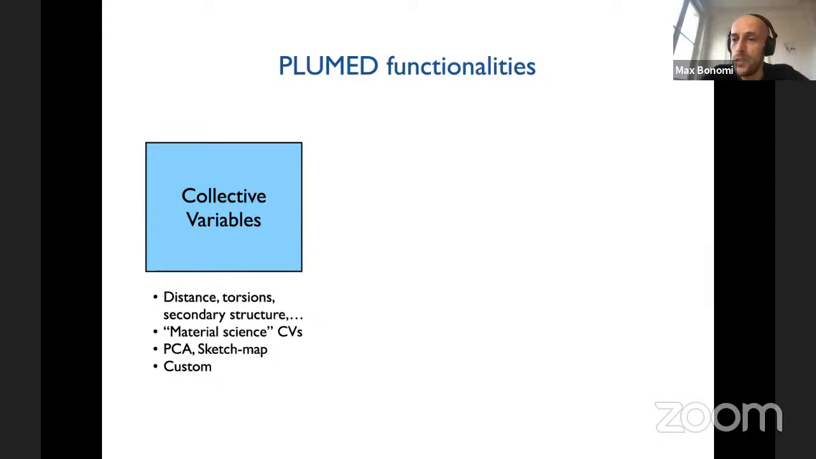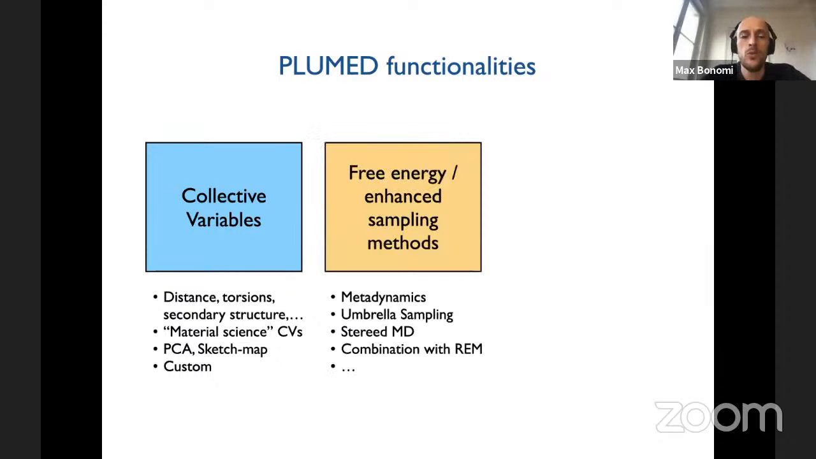And so the basic functionality is to calculate on the fly, during a molecular dynamics simulation, these variables, and to use them to accelerate the sampling in combination with methods like metadynamics, umbrella sampling, or steered molecular dynamics, which are not the subject of today's lecture. These add a bias potential to your standard molecular dynamics simulation, which is typically a function of the collective variables that I've just talked about.